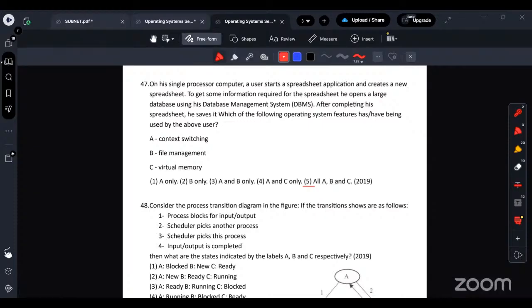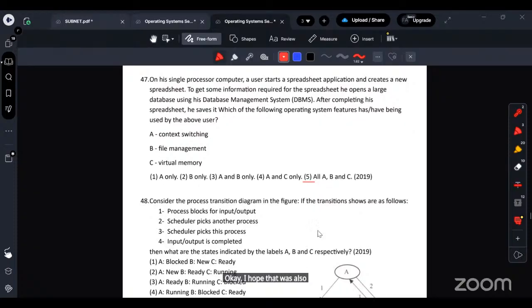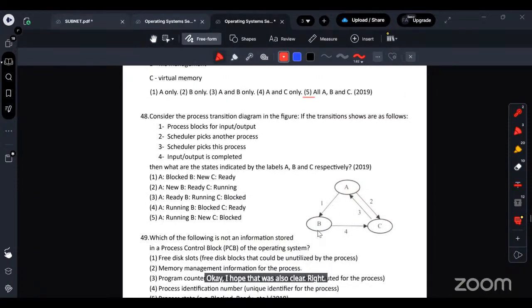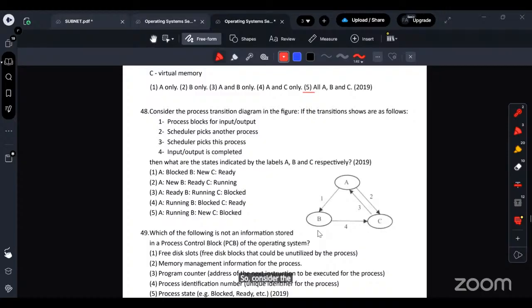Okay, I hope that was also clear. Right. So consider the process transition diagram in the figure. If the transitions shown are as follows, then what are the states indicated by the labels A, B, and C respectively? Can someone try this question?